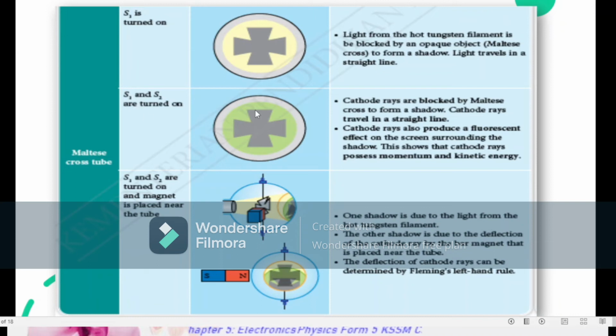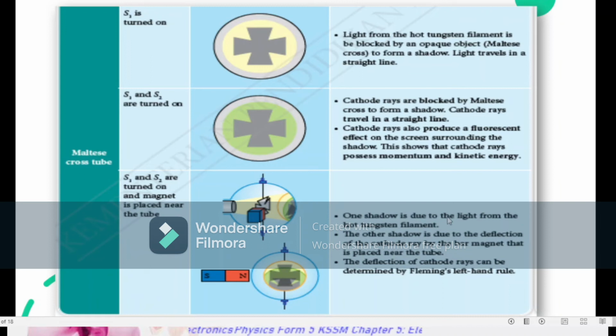S1 and S2 turn on, cathode rays are blocked by multi-cross to form a shadow. Cathode rays travel in a straight line. Cathode rays also produce fluorescent effects on the screen surrounding the shadow. This shows that cathode rays possess momentum and kinetic energy. The fluorescent effects produce green light, which shows that kinetic energy of cathode rays is converted to light energy. S1 and S2 are turned on and magnet is placed near the tube.